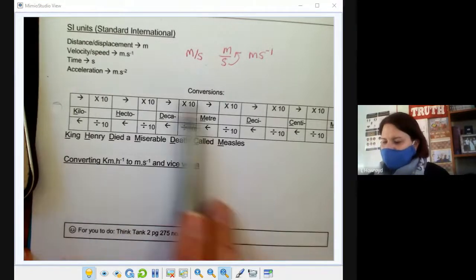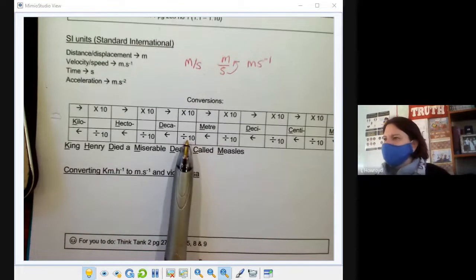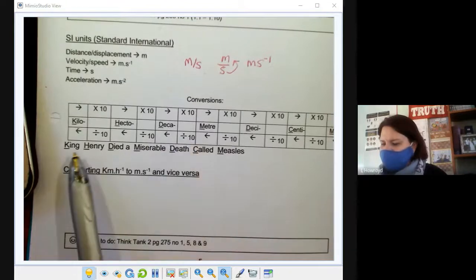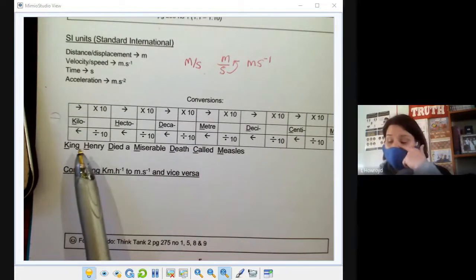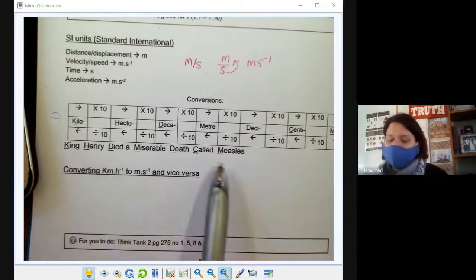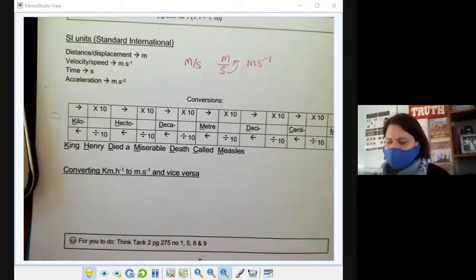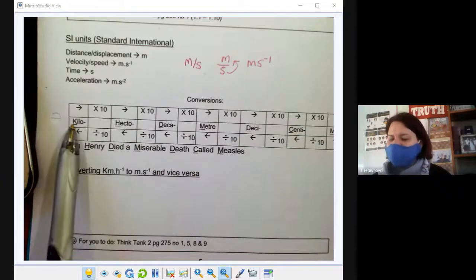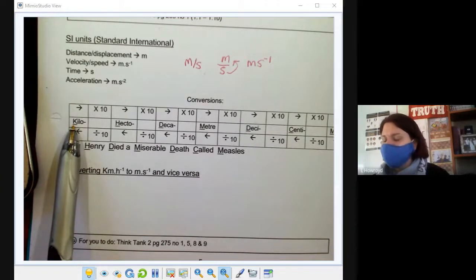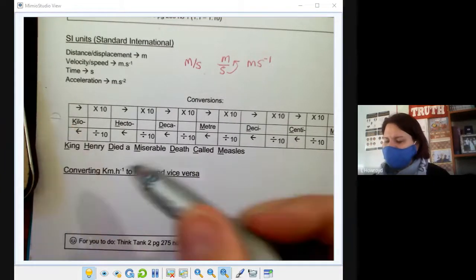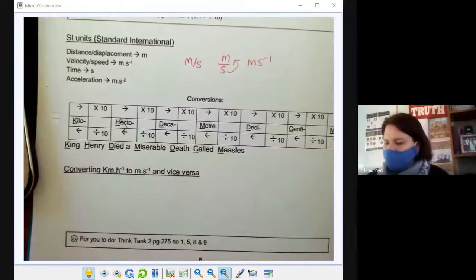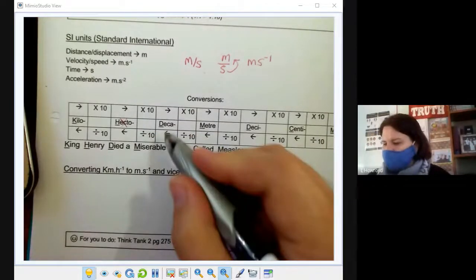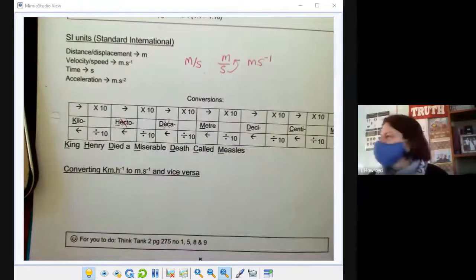All right, then, I'm sure you've seen this kind of thing before. I know there's another rhyme as well, but this one is King Henry died a miserable death called measles. So basically what it does, it puts them into hecto, deca, and you're getting the kilometers, what you need to do. Now, the ones we don't normally use are hecto and deca, the rest we use. So those two we don't normally use.